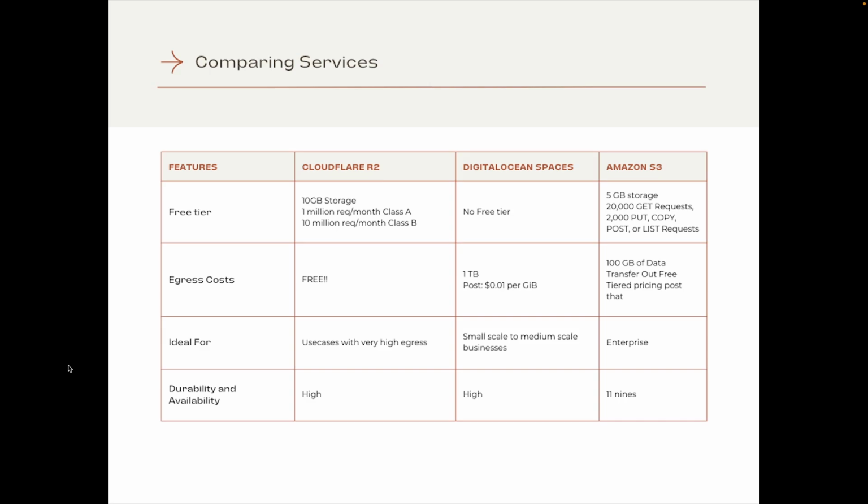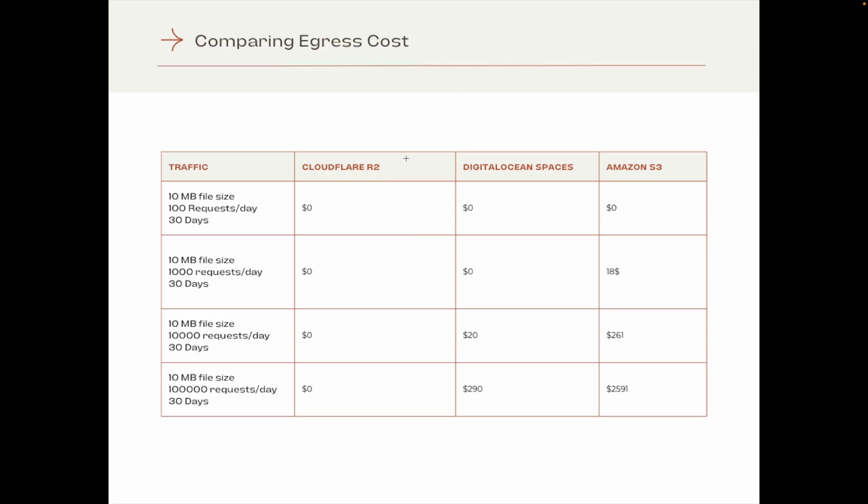Now let's also talk about one of the selling points of Cloudflare R2, which is the egress cost, and let's just try to compare, right? How much egress cost would rack up if you're trying to build the same service using all of these three services. So this is a quick comparison of the egress cost. So say you have a 10 MB file size with 100 requests per day for this 10 MB file for 30 days, right? So in a month, all across the board, this will be $0.